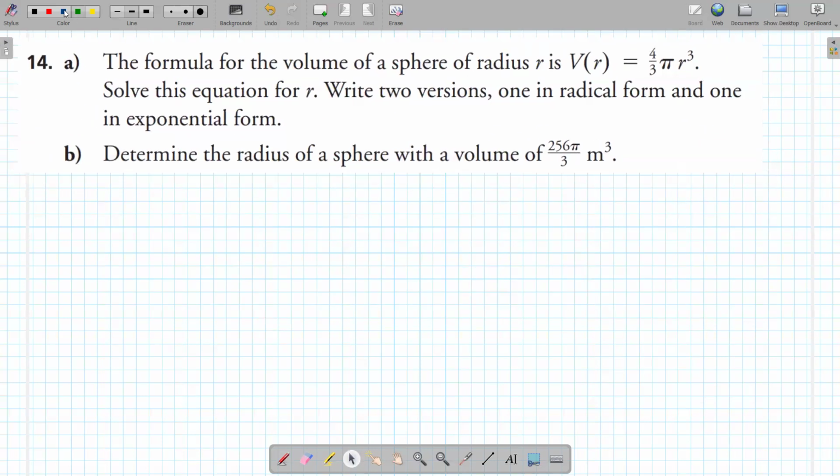So here they've given us an equation, which is the volume of a sphere, 4 over 3 pi r cubed. A sphere is a three-dimensional circle. The first part says solve this equation for r. All right, so this is our equation. V is equal to 4 over 3 pi r cubed. How do we solve this equation for r? Any ideas?